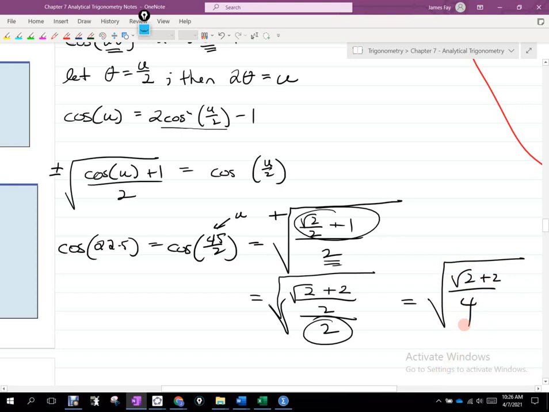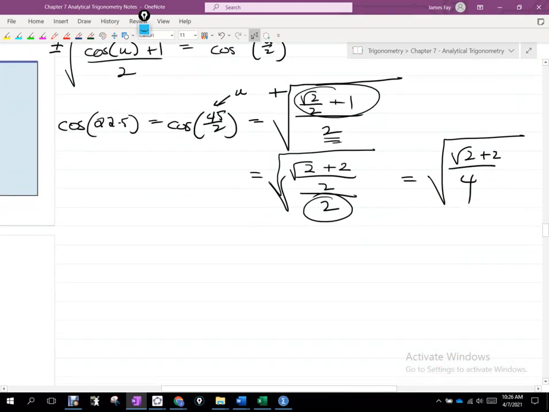What can I do with that 4? Take the square root of it, it becomes a 2 on the bottom, and I can factor that out as 1/2, and then the square root of radical 2 plus 2.